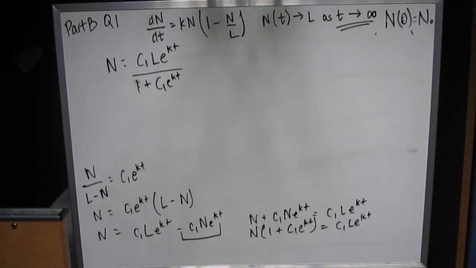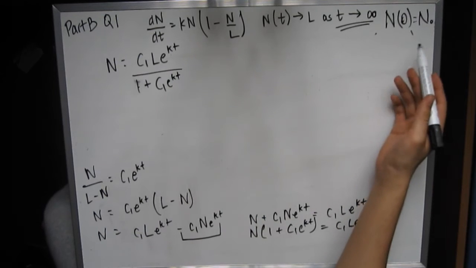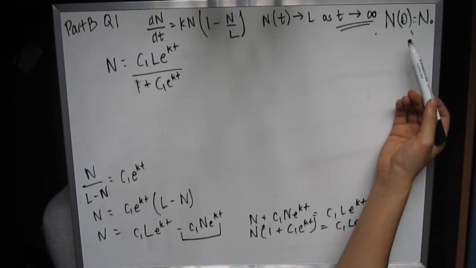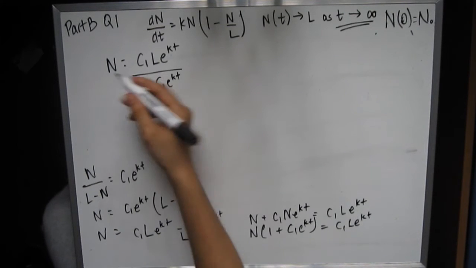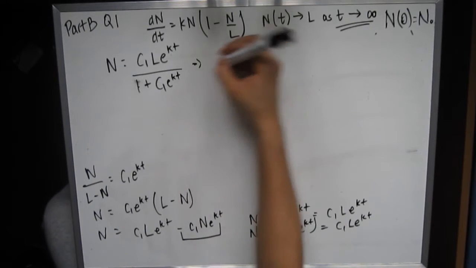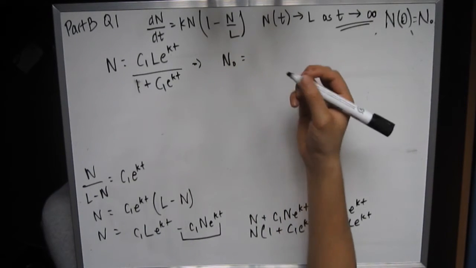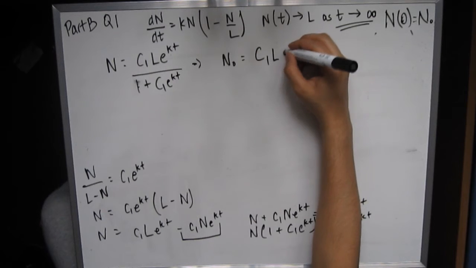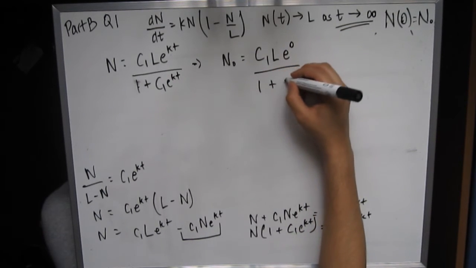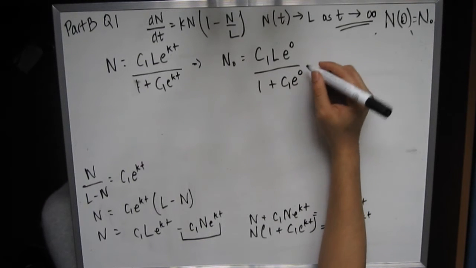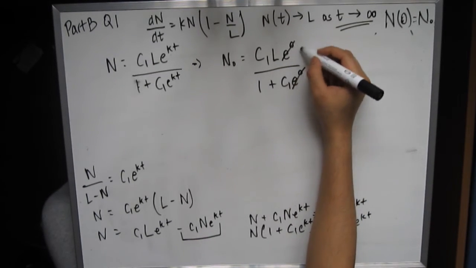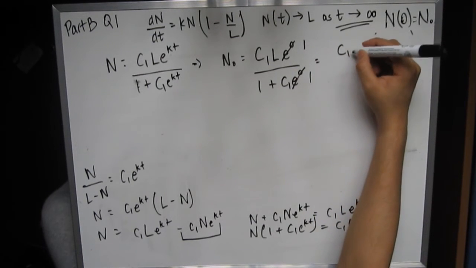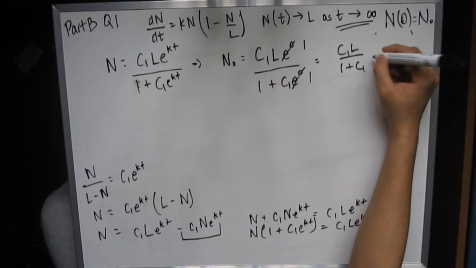So now if you notice, we're given our initial condition as n(0) is equal to n naught, so we can just sub that in over there. So your n will become n naught, and then you get C1 L e to the power of 0 over 1 plus C1 e to the power of 0. This becomes 1, this becomes 1, and you're left with C1 L over 1 plus C1, which is equal to n naught.